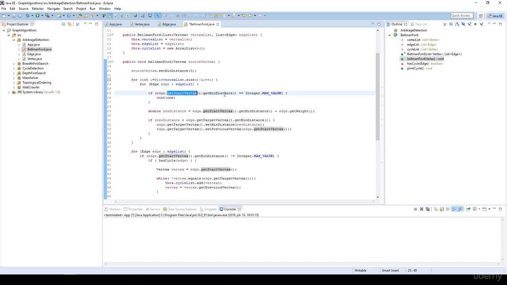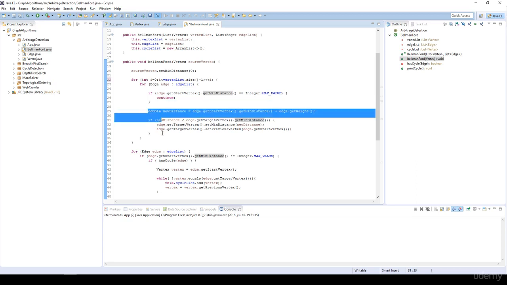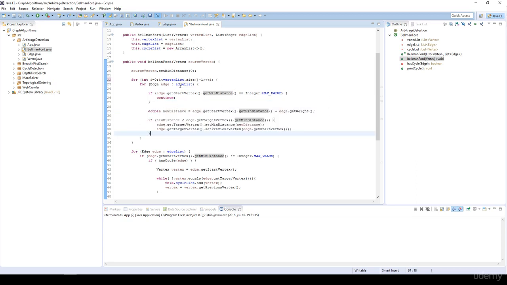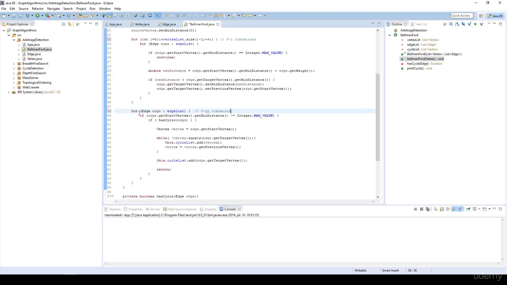Okay, if the edge's start vertex's min distance is equal to the integer max value, we just continue, and anyway we pose the question: is there any better solution? So maybe the new distance is a bit better than the previous distance, and that's why we have to update. So we set the min distance to the new distance, and we have to set the previous vertex, so basically we update the predecessor. But what's important is that after making V minus 1 iterations, we have the V-th iteration in order to check whether there's a cycle or not.